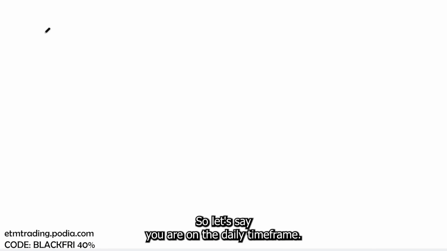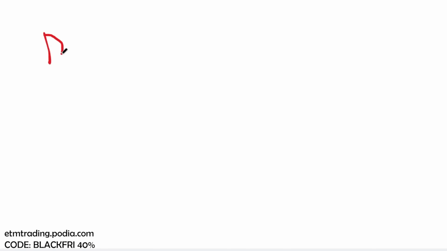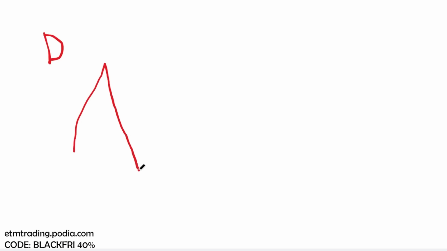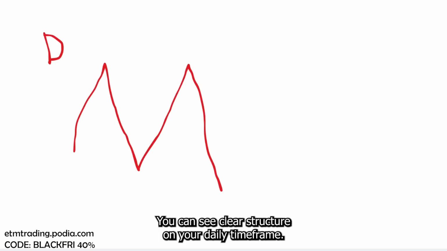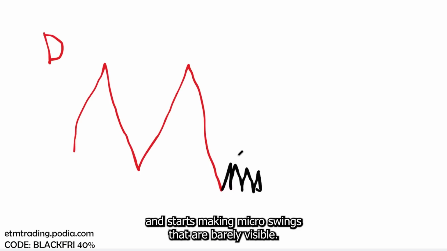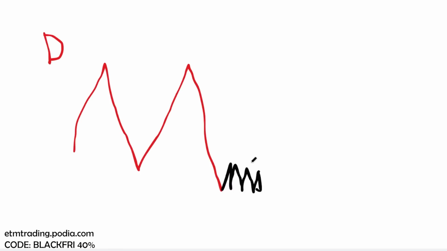So what's the why behind compression? Let's say you are on the daily time frame. So this would be your daily time frame, and you can see clear swing highs, swing lows, swing highs, and swing lows. So you can see clear structure on your daily time frame. And now out of nowhere, price changes profile and starts making micro swings that are barely visible. So what's going on here? What's happening here is the exact same thing that's happening here.